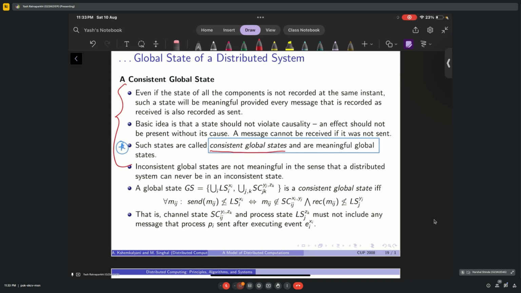If you do not understand it, I'll explain it again. Just give it a shot, and then we can discuss again. Inconsistent global states are not meaningful in the sense that a distributed system can never be in an inconsistent state. How should I explain this to you?